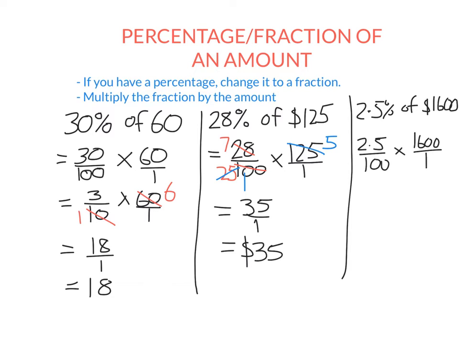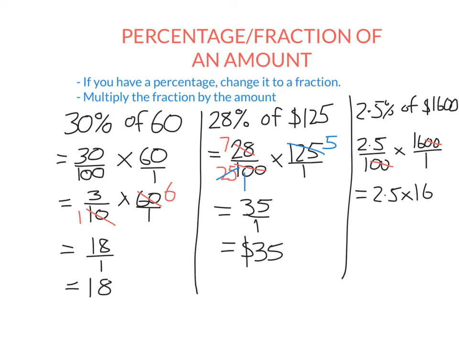So once again, I'm going to try and cancel. So 2.5 and 100, they do sort of have a common factor. But what will be easier is if I cancel the 100 and 1600. 100 goes into itself once and goes into 1600 16 times. I can just cross off those two zeros like that. So now I'm left with 2.5 times 16, which you can probably do in your head.